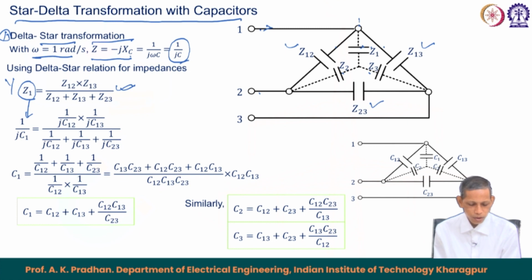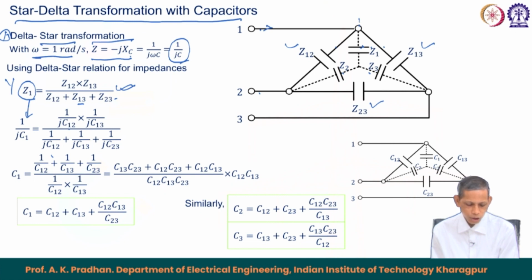So, Z1 is substituted by 1 by jC1, and similarly Z12 by 1 by jC12, Z13 by 1 by jC13, and Z23 by 1 by jC23. Then we find the corresponding C1 as 1 by jC1. So, all the j's left and right will cancel.